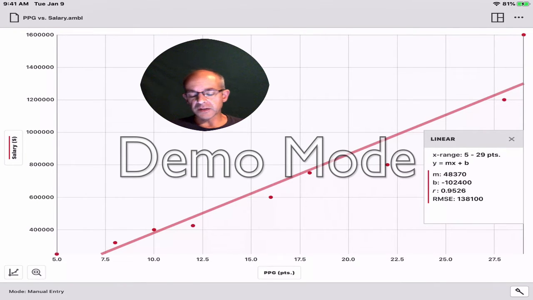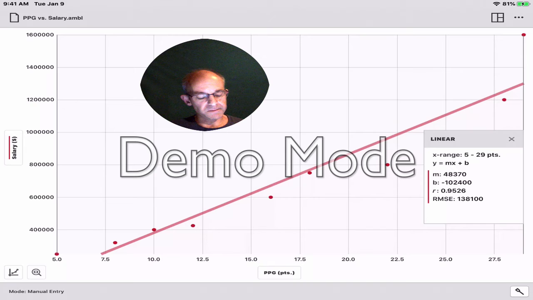The linear fit gives us an RMSE of 138,100. And what that technically means is, on average, this line is off on the salary estimates by $138,100 at every point on the line. Considering we're looking at a data set that goes up to about 1.6 million, that's still a fairly hefty percentage of it, at least 10% on the high end, even more on the low end.